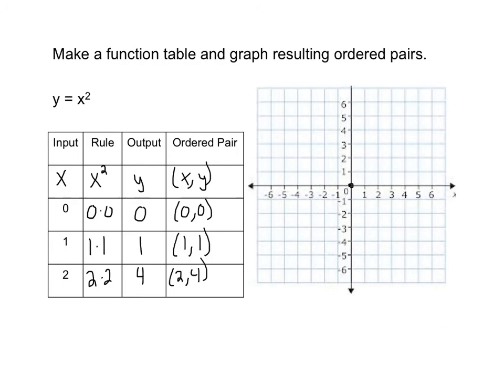So now we're going to go ahead and graph those, which would be 0, 0, 1, 1, and then 2, 4. And if you notice, this one's actually a little bit different. Unlike our last graph, there's a little bit of a curve to this one. So this would be a nonlinear function because it doesn't make a straight line.